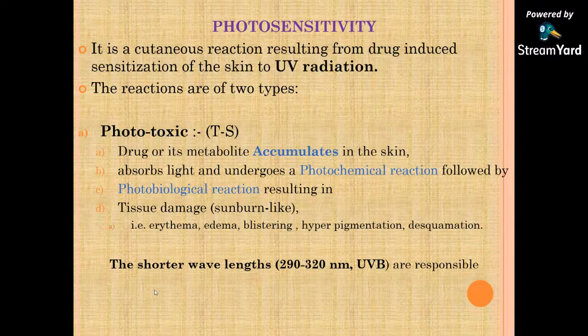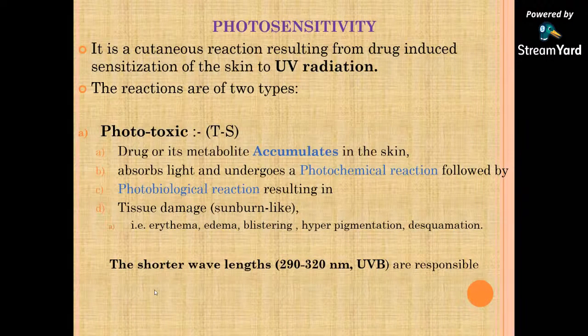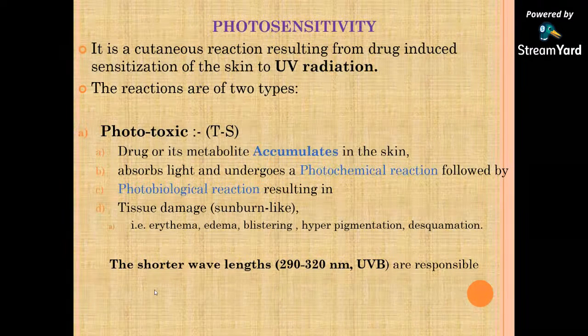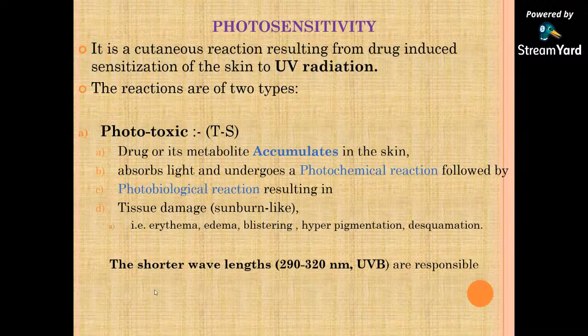They absorb the light and undergo the photochemical reaction. So what happens if UV rays fall on that metabolite? First, that metabolite of the drug will absorb that UV radiation, and it will undergo the photochemical reaction, a photobiological reaction. And what is the result? Tissue damage will be there. Suddenly the skin will get damaged. That is called the tissue damage, and the effect is the sunburn effect.